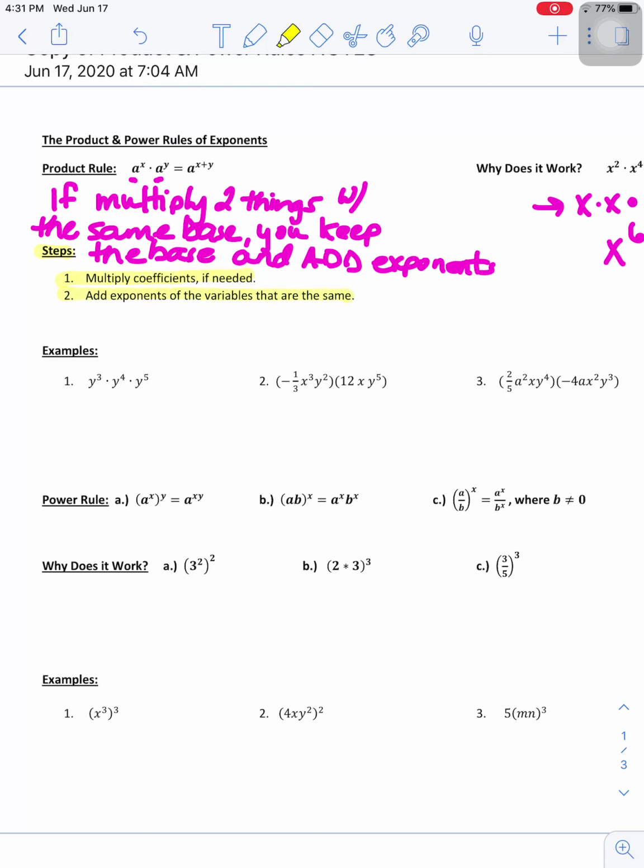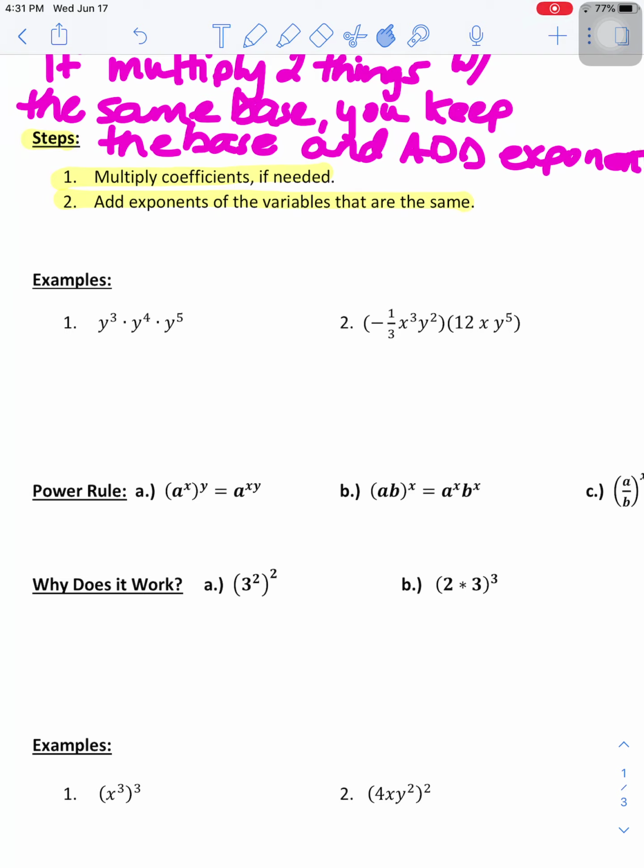So let's take a look at our first example. We have y to the third times y to the fourth times y to the fifth. Well, in this case, there's only one common variable. That variable is y. And if we add up all of the exponents on it, 3 plus 4 is 7, 7 plus 5 is 12. So this would be y to the 12th power.